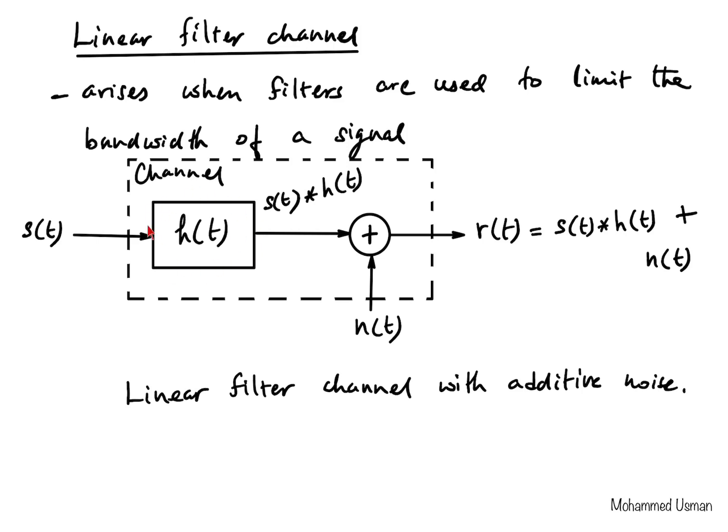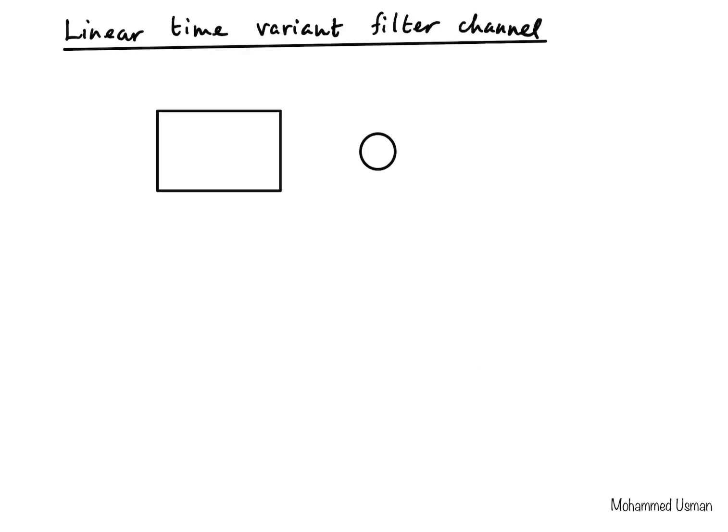So here we have the impulse response of the filter, which is linear time invariant. That means the impulse response does not change with time. The impulse response of the linear filter remains the same. But in a linear time variant filter channel, the impulse response is going to change with time, and correspondingly that would indicate that the channel has characteristics which are changing with time. So in this case, the linear filter is going to have an impulse response that is varying with time.